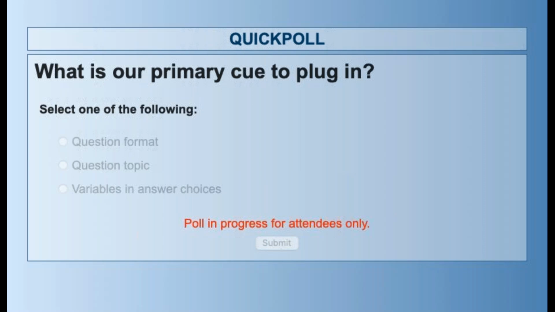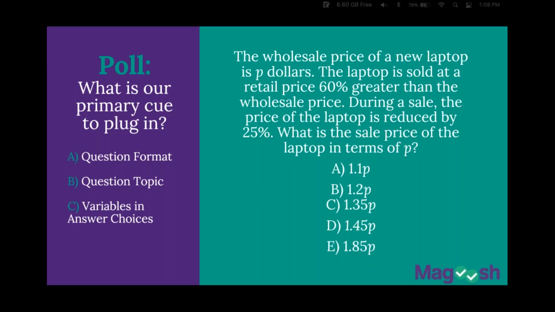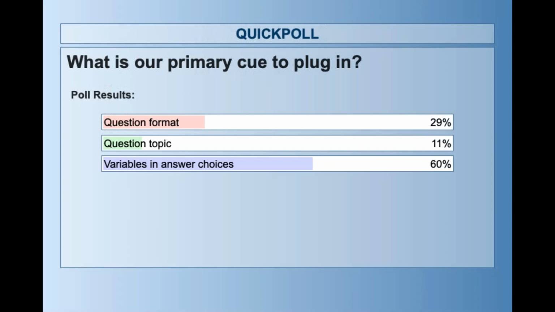Great, lots of answers coming in. I'll leave this up for about 10 more seconds. All right, great. We're going to close this out and take a look at some results here together. So a pretty reasonable split here. The majority of people chose variables in the answer choices. That is going to be the best answer here. But we can talk about the other answer choices quickly too. Question format. I don't think question format here necessarily lends itself to plugging in on its own. This is just a standard multiple choice question format.